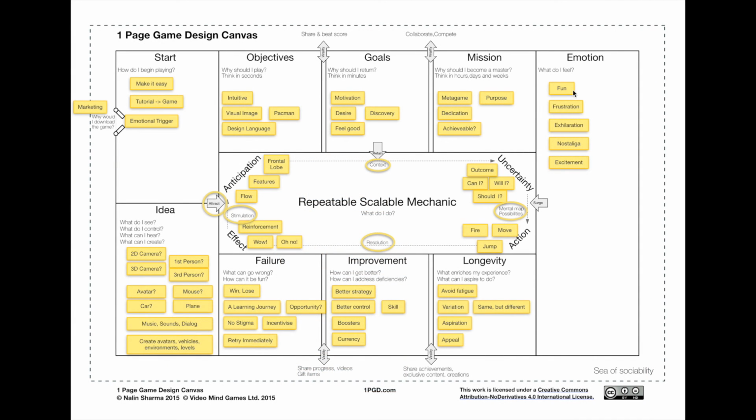So this one-page game design canvas, although you don't need this sea of sociability, it really helps if players can feel emotional enough about their experience. They want to sort of share their progress, maybe share their videos or gift items to their friends. Maybe they want to share their achievements or exclusive content or creations even. At a simplistic level, it's about sharing and beating scores, but at a deeper level, it's about collaborating and maybe even competing with each other.